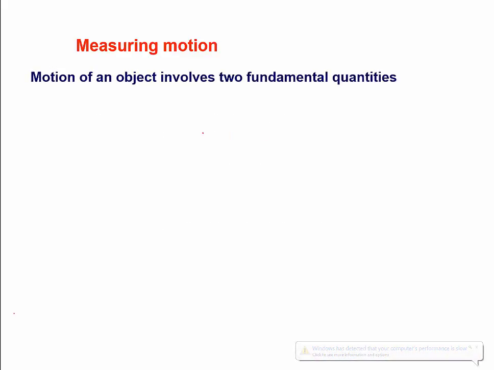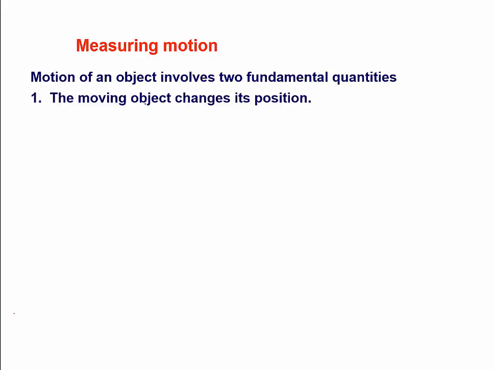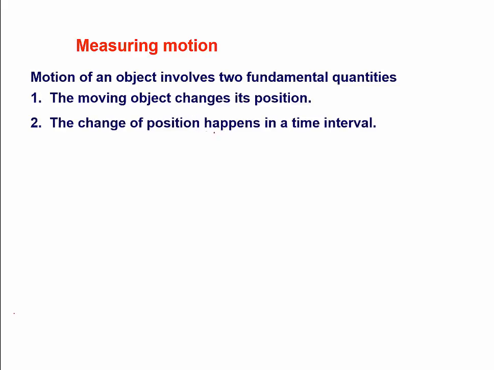Measuring motion. Now, when you want to study the motion of an object, it involves two fundamental quantities. What are they? A moving object changes its position. That's the first thing. There is a change in position. And this change in position occurs in a time interval.